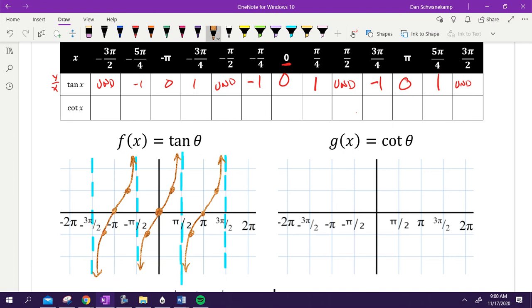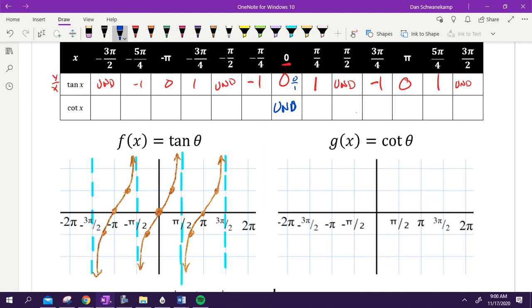Makes sense on tangent. That's a tangent graph. Let's graph cotangent. The good news with cotangent, if I know what tangent is, cotangent is just the reciprocal. For example, I've got 0 right here. What is the reciprocal of 0? Undefined. Because we got 0 from 0 over 1. If I do the reciprocal of that, it's 1 over 0. It's undefined.